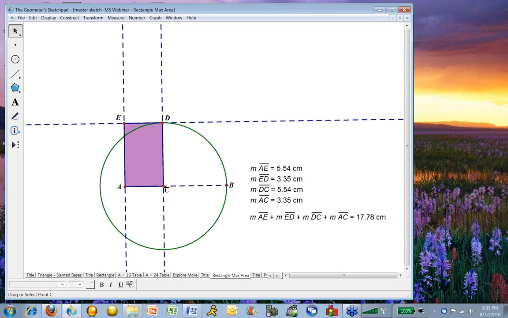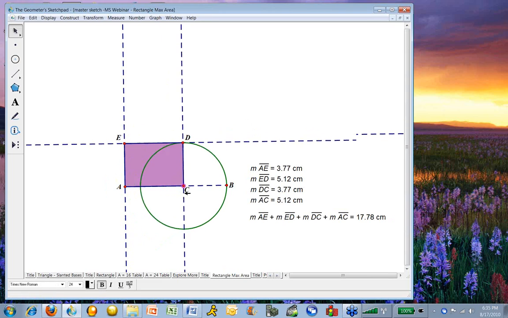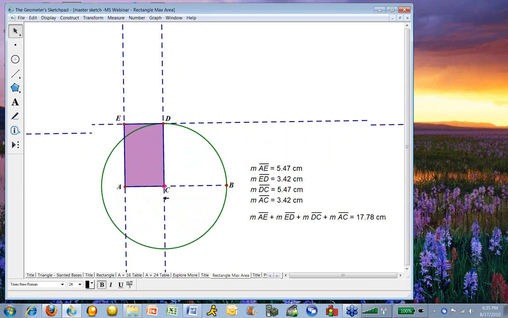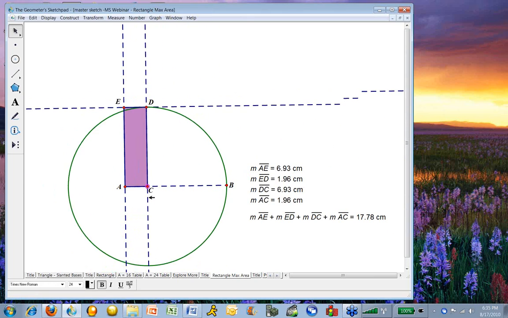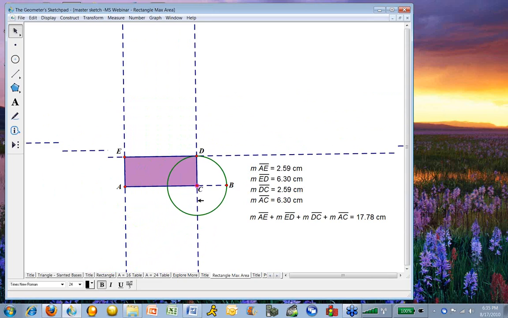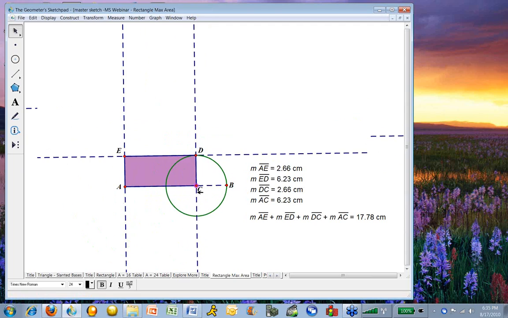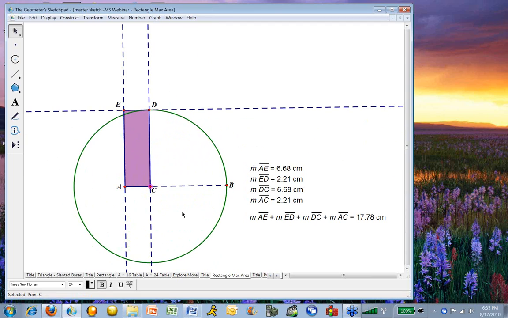And so I want you to watch the perimeter. Even though I am changing the lengths of the sides, the perimeter is maintaining. It's staying the same, and that is because of the way I constructed it. AC plus CD is the same as AC plus CB, so it's half the rectangle, so it's always going to maintain its perimeter because of the way I constructed it.